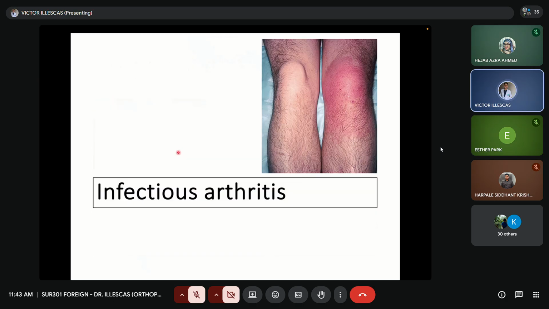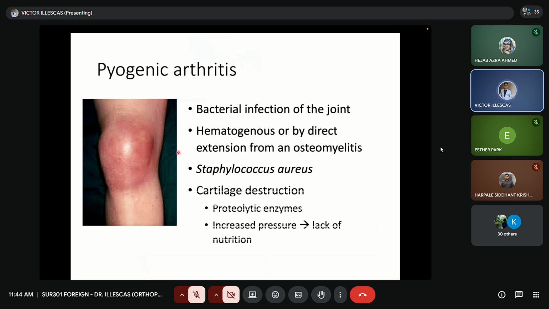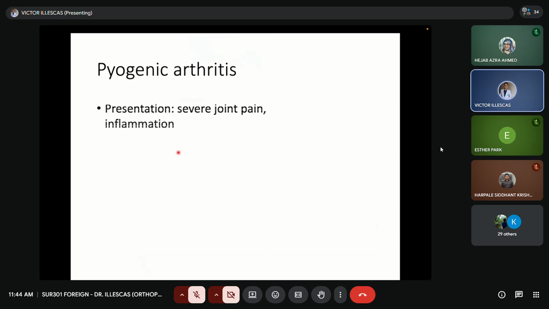How about septic joint or infectious arthritis? Infectious arthritis, when secondary to bacteria in origin, may be secondary to hematogenous route or direct extension from an osteomyelitis. The most common organism is Staph aureus. Remember that. The infection in the bacteria will lead to cartilage destruction secondary to the proteolytic enzymes, and with increasing pressure, it will lead to more bone destruction.